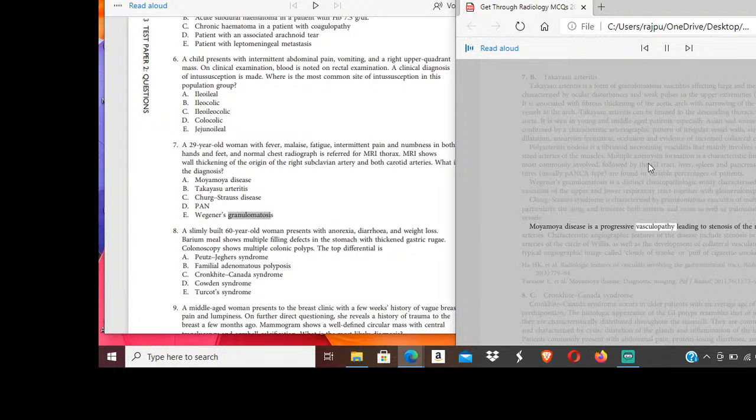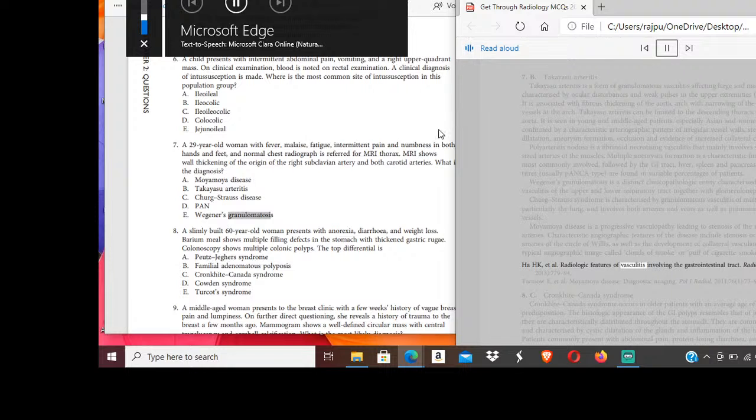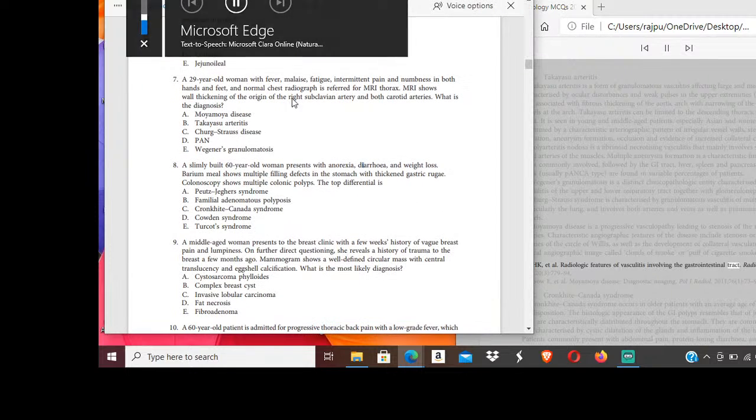Moyamoya disease is a progressive vasculopathy leading to stenosis of the main intracranial arteries. Characteristic angiographic features of the disease include stenosis or occlusion of the arteries of the circle of Willis, as well as the development of collateral vasculature that produces a typical angiographic image called clouds of smoke or puff of cigarette smoke. Hak et al. Radiologic features of vasculitis involving the gastrointestinal tract. Radiographics. 2020, 37.